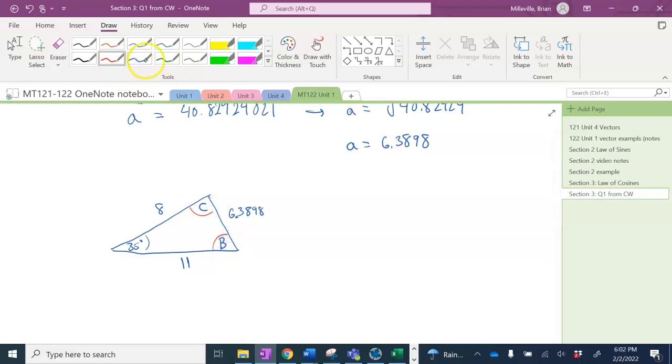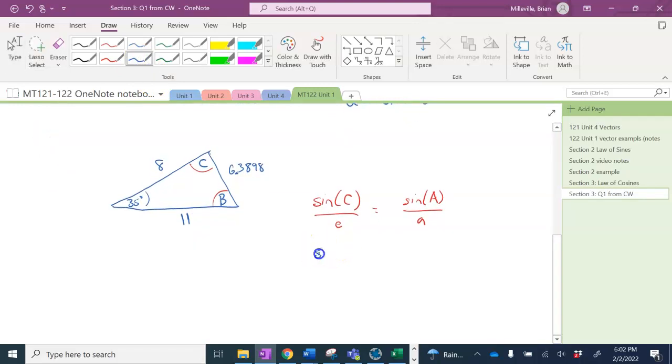I'm going to solve for angle C by using the law of sines. Again, you could also use the law of cosines there. So we're going to say sine of the angle capital C over little c is going to equal sine of the angle we know, which is capital A, over side length little a, which we just found. Substituting those values in, we don't know sine of C. Side length C is 11. We're going to have sine of 35, and then that's divided by 6.3898. Now to solve for sine of C, we need to isolate that, so we're going to multiply both sides by 11.